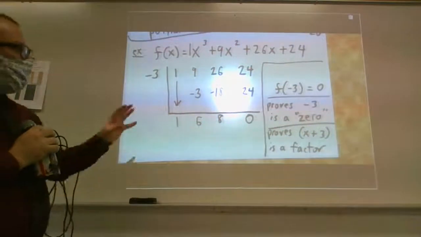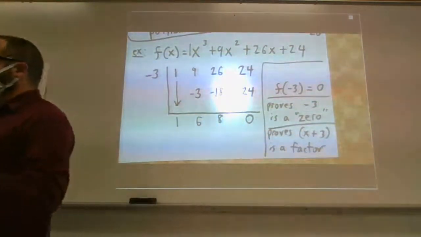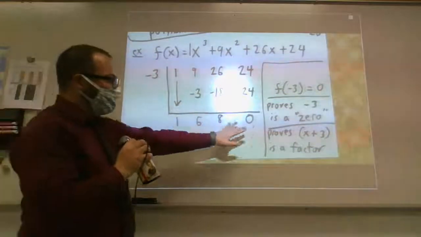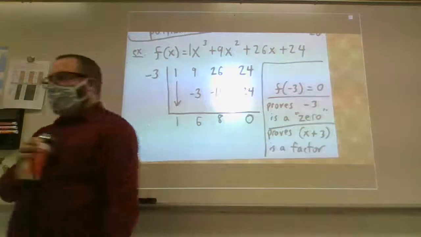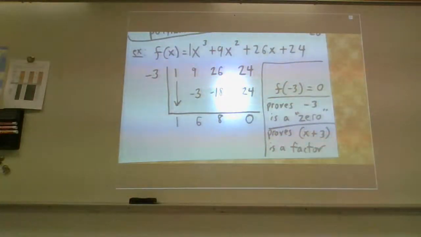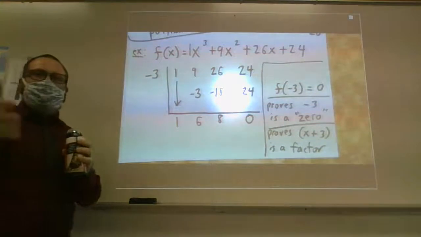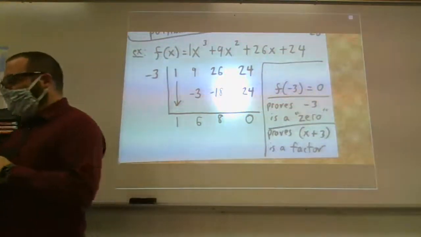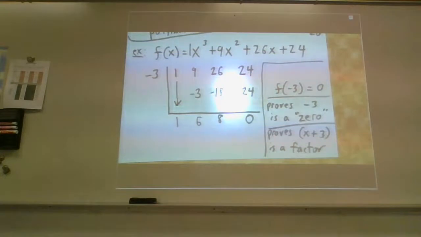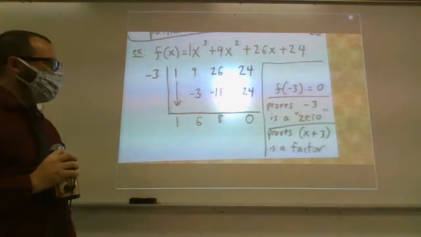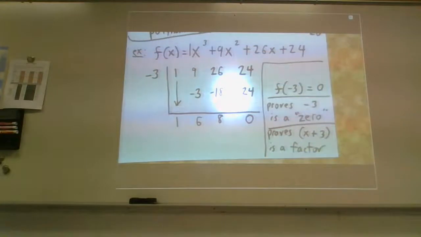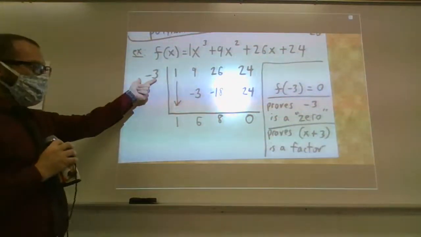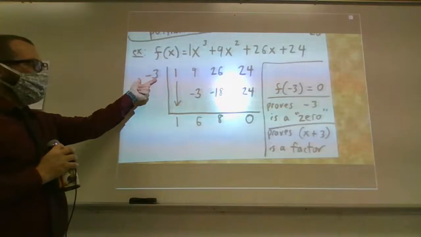Good. All of this information, ladies and gentlemen, is unbelievably important because getting that 0 in that spot in the synthetic bar proves all of these things right here. If you did not get a 0 in that spot, now remember before you told me -3 and we said maybe -3 would work. If it didn't work, one of two things could have happened. Number one, if you didn't get a 0 there, maybe you made a mistake and we'd have to double check our math. Or perhaps -3 is not the number that you needed. Perhaps it was a different number.